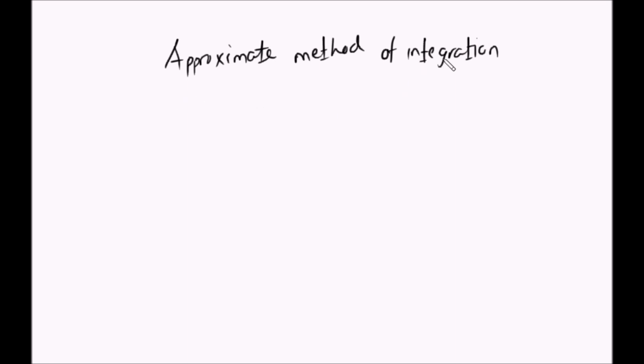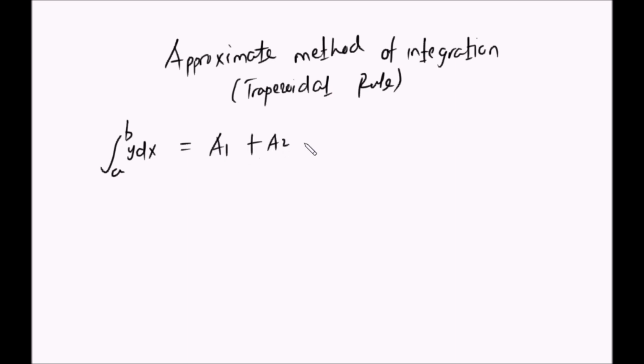Sasa hii approximate method of integration nayofundisha leo inaitwa trapezoidal rule. Zipo other approximate method of integration. Kwa hiyo kwa hii tumesema ili kupata hii integral, I just need to divide the area under curve y into strips, convert the strips into trapeziums, then find the sum of the areas of those trapeziums. So I have approximated this integral here.